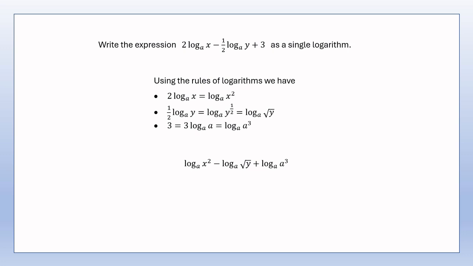So the expression can be rewritten as log to the base a of x squared minus log to the base a of the square root of y plus log to the base a of a cubed. And so again, using the laws of logarithms, we have that this expression can be written as log to the base a of x squared times a cubed divided by the square root of y, which of course is written as a single logarithm. So we're done.